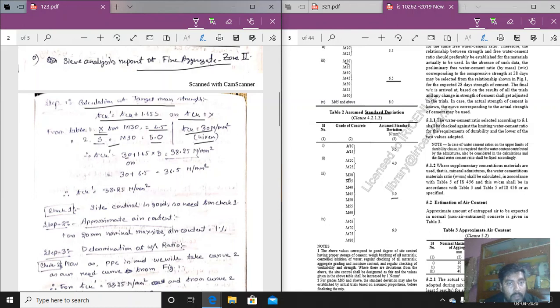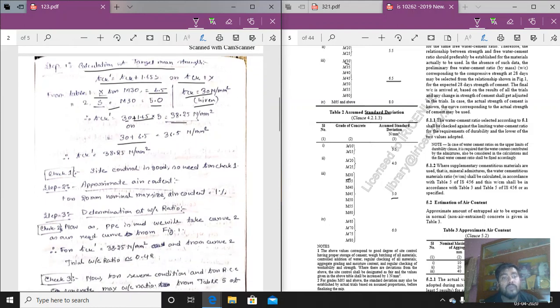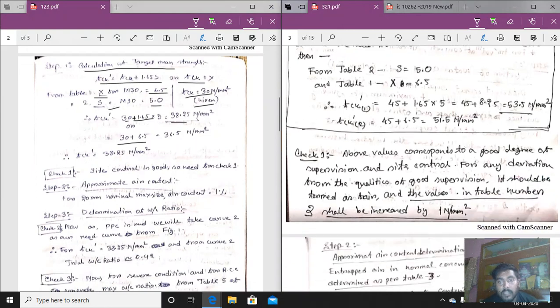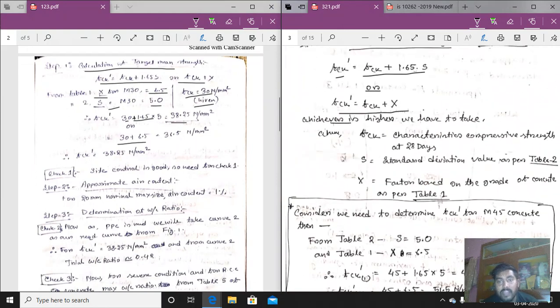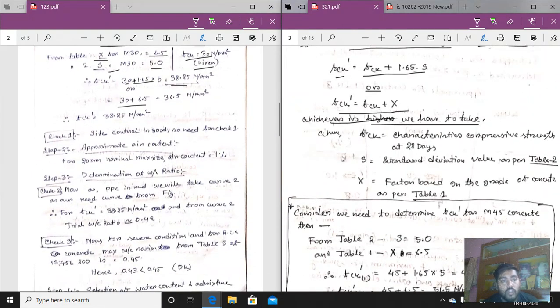30 plus 1.65 into 5, that is equal to 38.25, and the other one is 30 plus 6.5, that is equal to 36.5. So which value to be taken? As per the design procedure, always the higher value we have to take. So FCK dash will be 38.25 Newton per millimeter square.